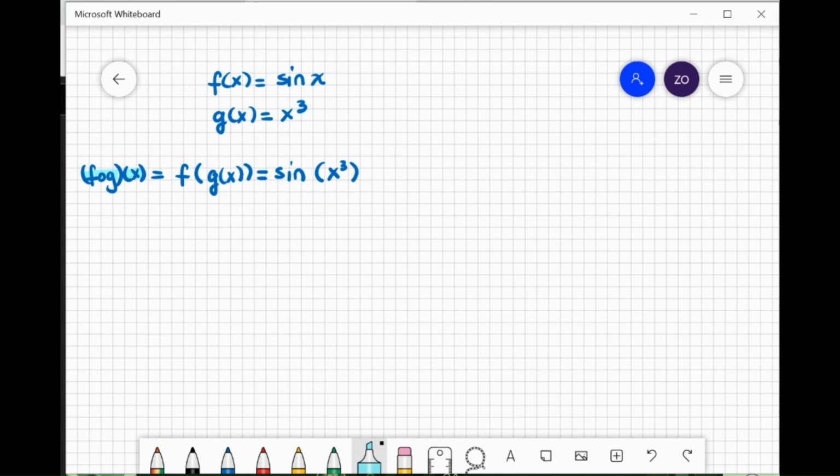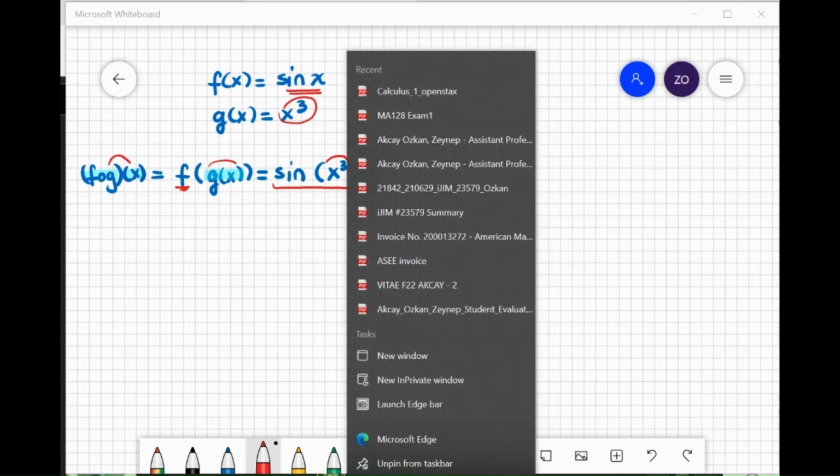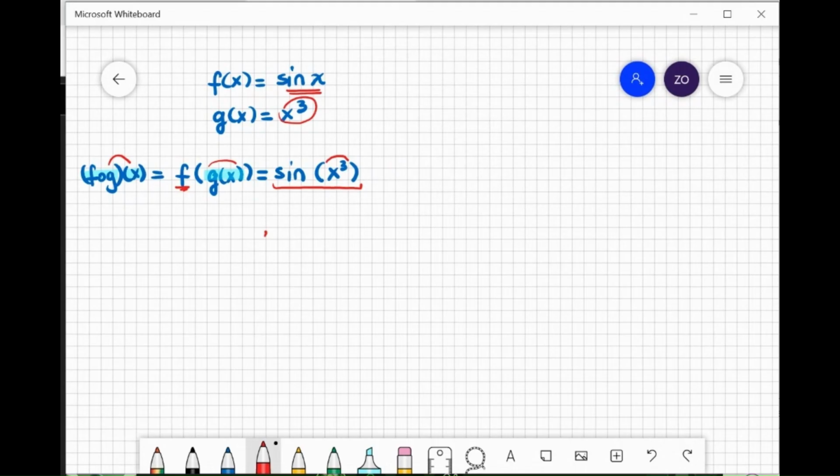F composition g of x means first apply the g function to x. So it first finds g of x, and then takes that expression and plugs it into the f function. So the g function is the x cubed function. We first find x cubed and then plug it into the f function, which is the sine function. So this tells us to find sine of x cubed. Okay, so there are two functions involved in here.